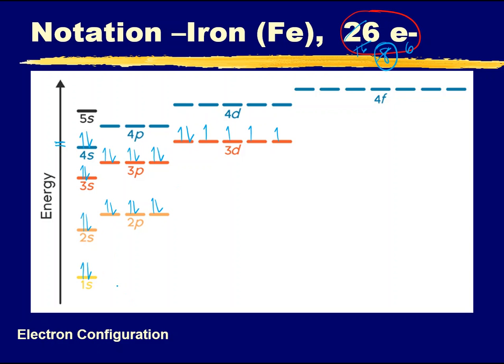Now I can use this to write out my configuration because in my 1s, I have 2 electrons. In my 2s, I have 2 electrons. The 2p has 6 electrons. The 3s has 2. The 3p fills up completely with 6. And then comes the 4s, that's a 2, and then the 3d has only 1, 2, 3, 4, 5, 6 in it. So that would be the electron configuration for iron.